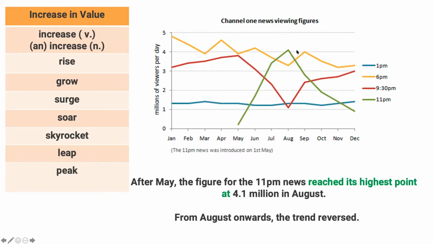Another sentence, we see the figure for the 11 p.m. news reached its highest point at 4.1 million in August. So I'm not really using any of these terms here, but this is just a great way to say it: reached its highest point at 4.1 million. So with this sentence, we are not really talking about the change. We're talking about the end point of 4.1 million, which you can also do for this portion of the exam. So that's also something to keep in mind.